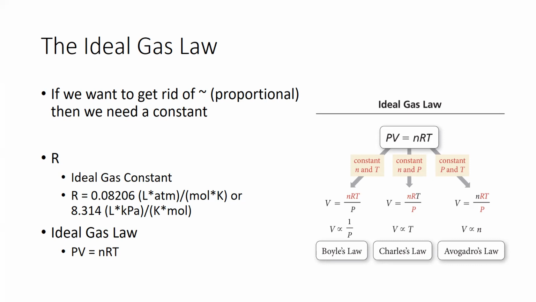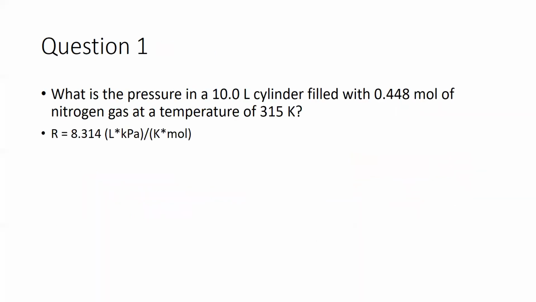I believe I ended up talking about this, but we didn't get to an actual question. So let's practice using the ideal gas law, which I'll write down again, PV equals nRT. I'll give people a minute or two, and I'll put up my little timer here. What is the pressure in a 10-liter cylinder filled with 0.448 moles of nitrogen at 315? And here is your gas constant. Just a little simple calculation to get us started.